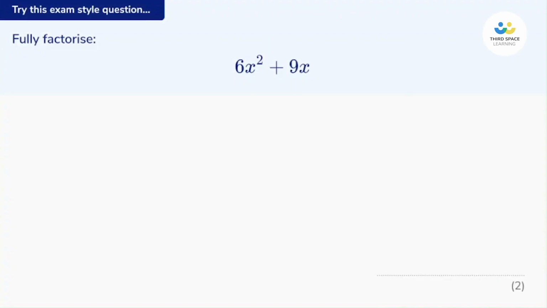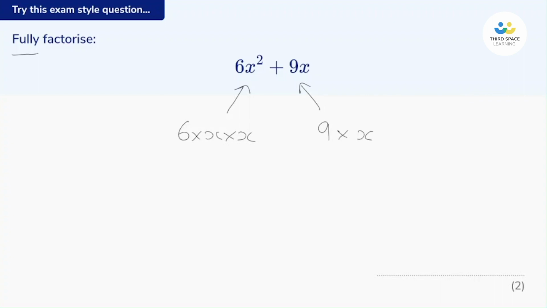Let's have a go at this one. Now it says fully factorise 6x squared plus 9x. So let's think about what each of these terms actually means. Well, 6x squared means 6 multiplied by x multiplied by x. And 9x means 9 multiplied by x. So in the same way, we want the highest common factors.